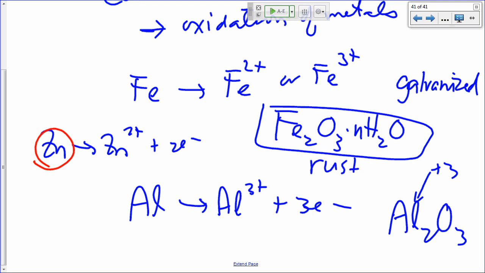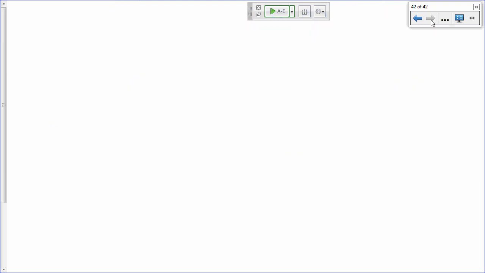Why is it called an anode? Oxidation is an anode reaction. Okay, so that's one application of electrochemistry right there. And you can look up the oxidation potentials for these, and you can verify those numbers. Okay, I think that's it.